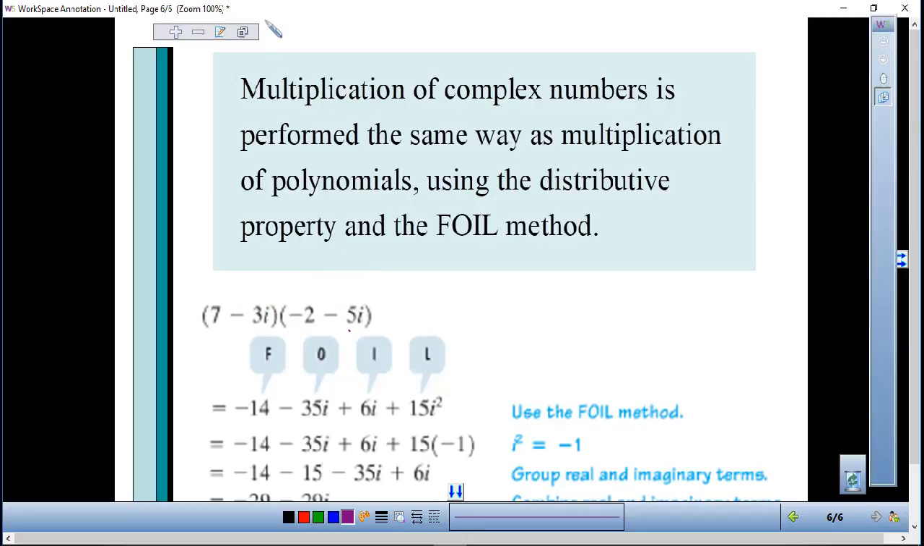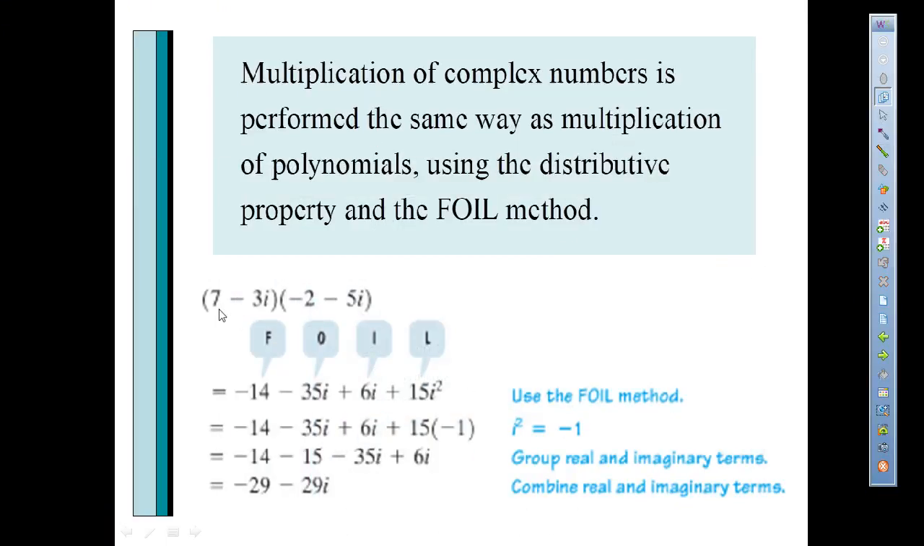So here's an example that we're looking at. It's like 7 minus 3i times negative 2 minus 5i. Notice we have no operation here. We just have the parentheses crammed together. Be careful. Make sure you're doing the right operation for what you're doing. So we've got FOIL first. 7 times negative 2 gives me negative 14.